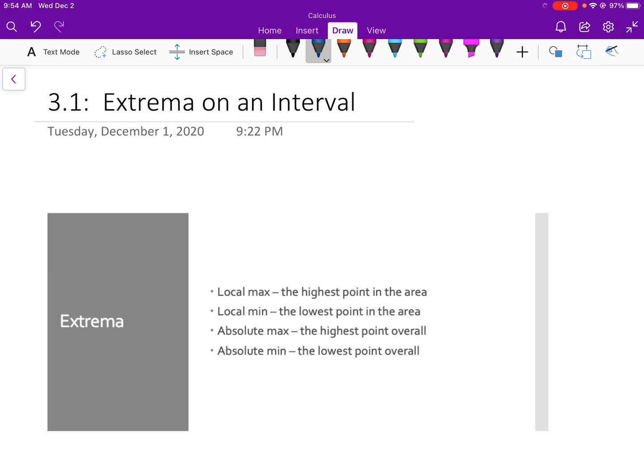This is section 3.1, extrema on an interval. So extrema are extreme values, so a local maximum or minimum. Local means it's the highest or lowest in the area, and then absolute means overall. So a local max is the highest point in the area, an absolute max is the highest overall. Same thing with minimums.